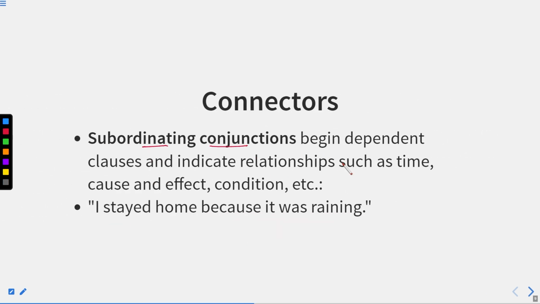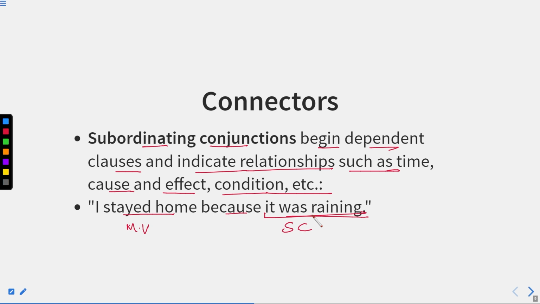Now we'll discuss subordinating conjunctions. They begin dependent clauses and indicate relationships such as time, cause and effect, condition, etc. I stayed home because it was raining. So this one is the subordinating clause, and this one is the complete clause, or the main clause. So I stayed home. Why so? Because it was raining. So because it was raining, it means this is a condition. Why did I stay at home? Just because it was raining. Okay. So this has created a condition.